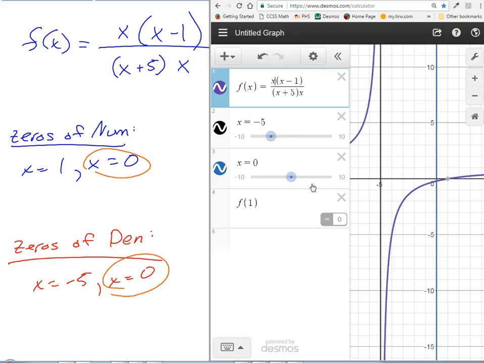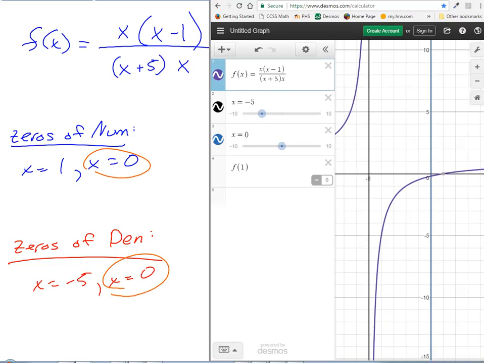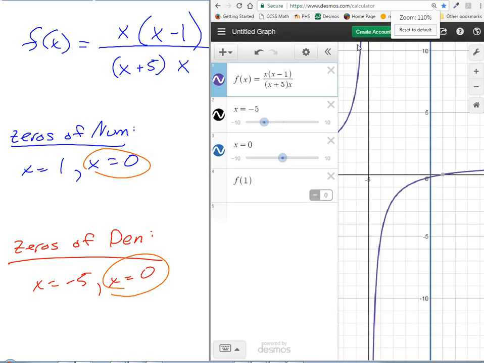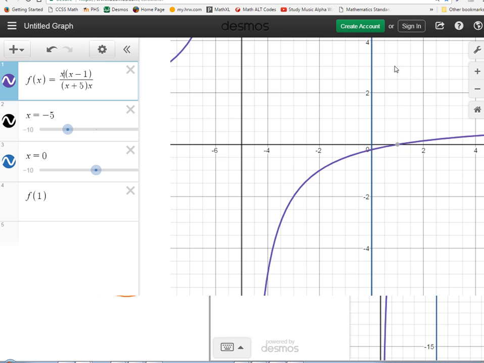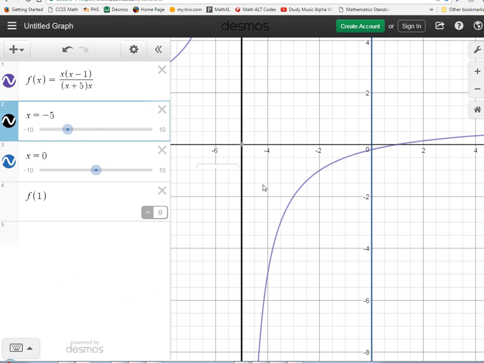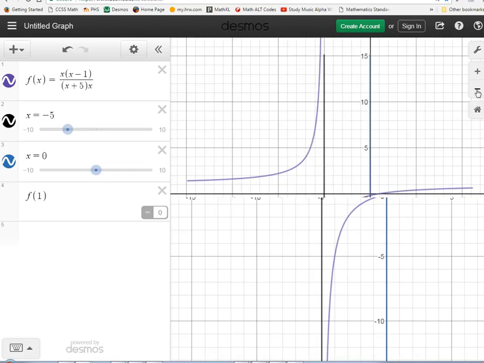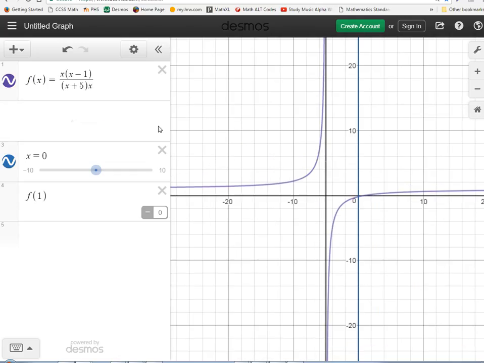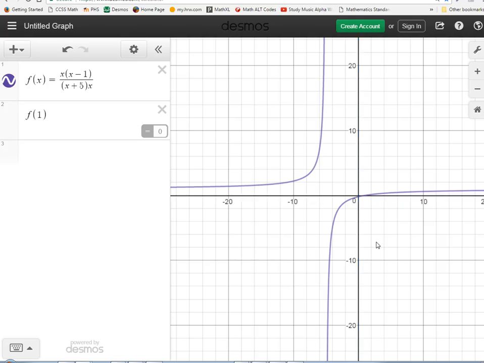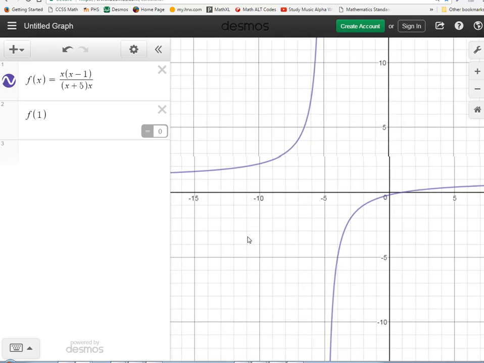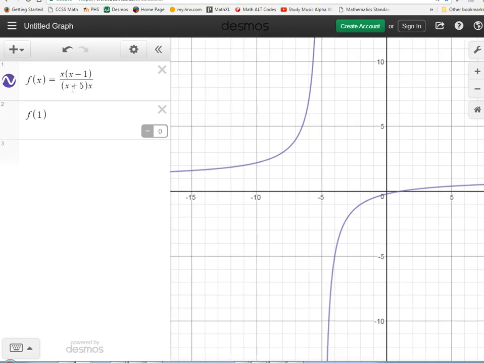Okay, it changed everything. Let's do that. Look, it did a couple things. How many vertical asymptotes do we have now? Oh, we only have one. And where is it? The left side. It's the one at -5, isn't it? Yeah. Right?